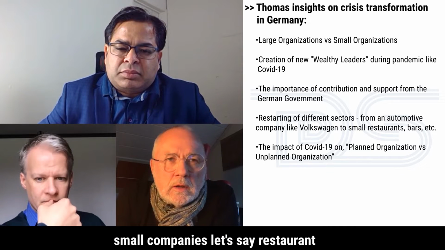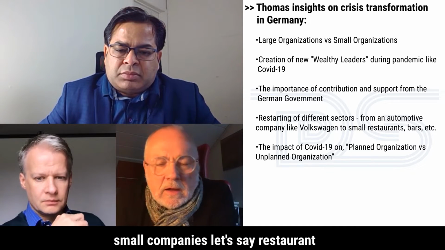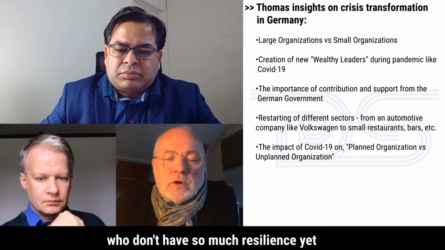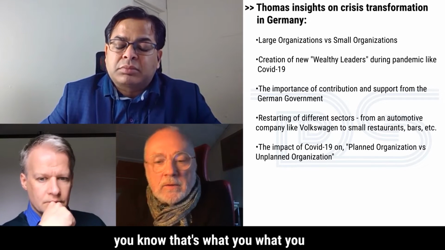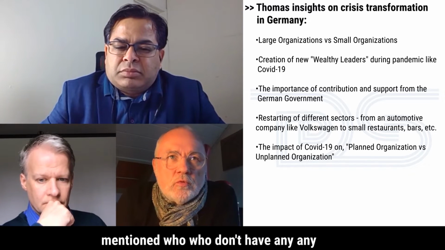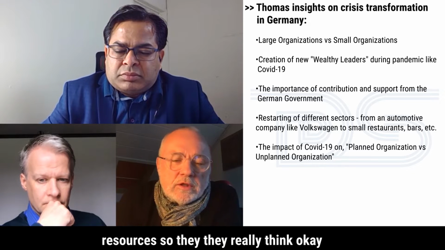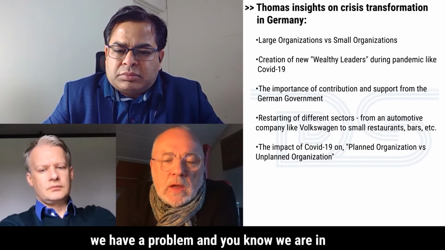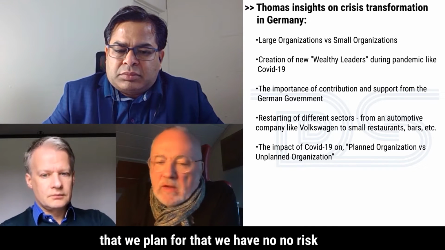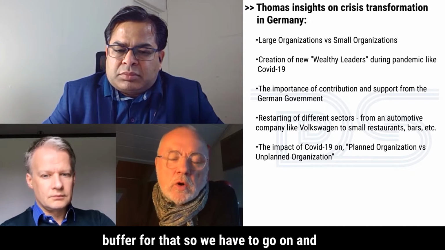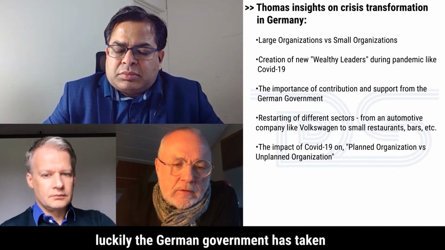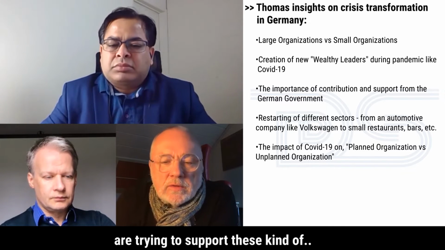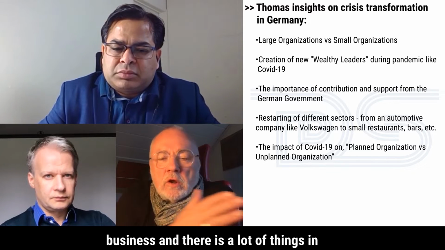The other corner is mainly small companies, let's say restaurant owners or bar owners or startup owners, who don't have so much resilience yet. That's what you mentioned. They don't have any resources, so they think, okay, we have a problem, and we are in this crisis that we did not plan for. We have no risk buffer for that, so we have to go on. And luckily, the German government has taken a lot of money in hand, and they are trying to support these kinds of businesses. And there are a lot of things in between.